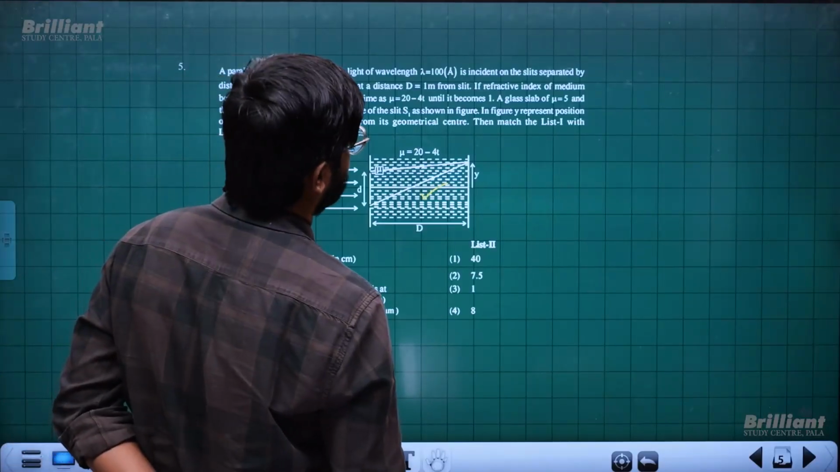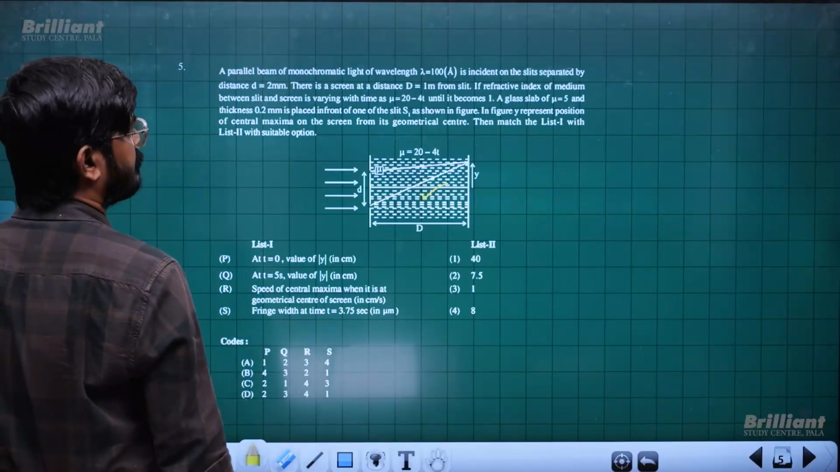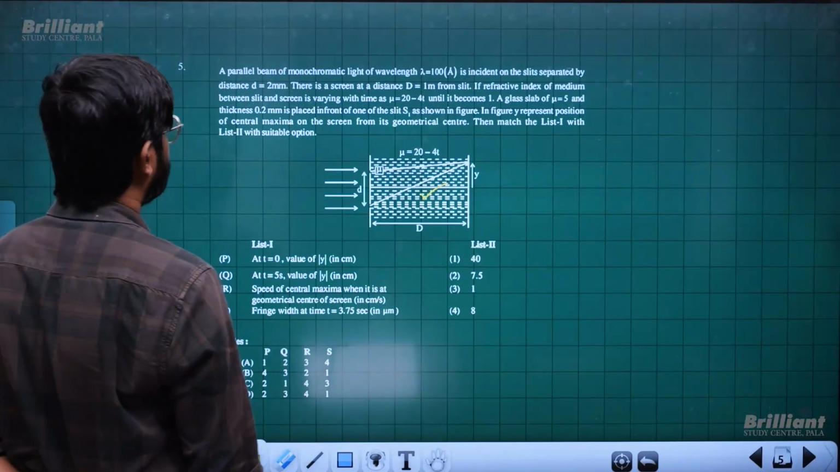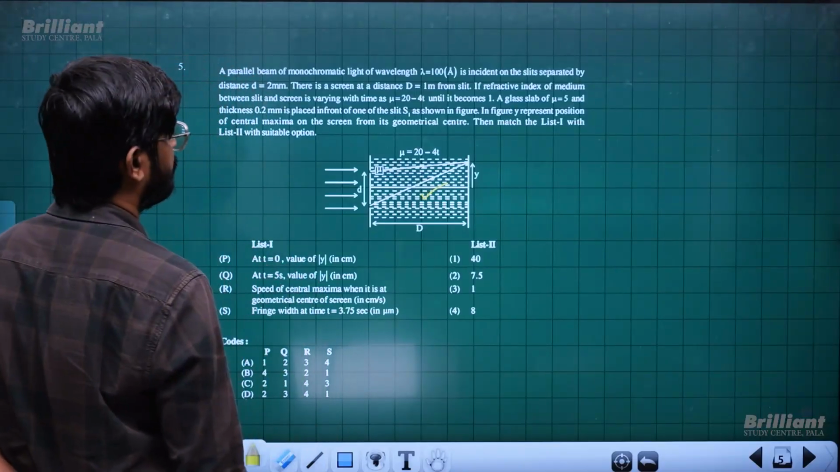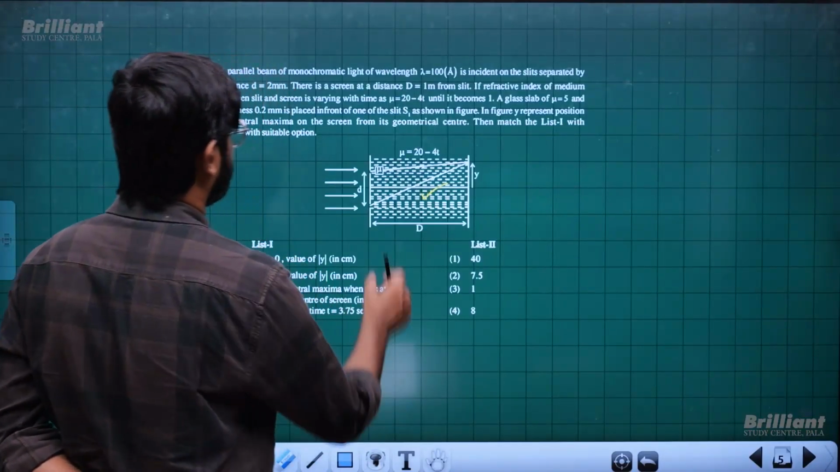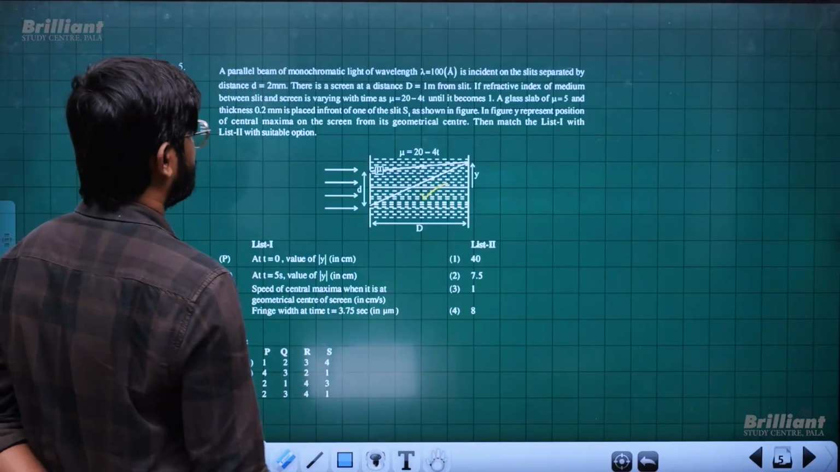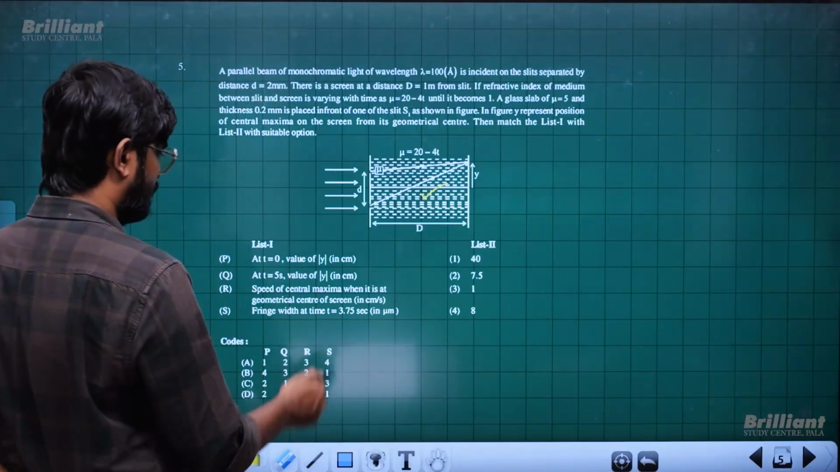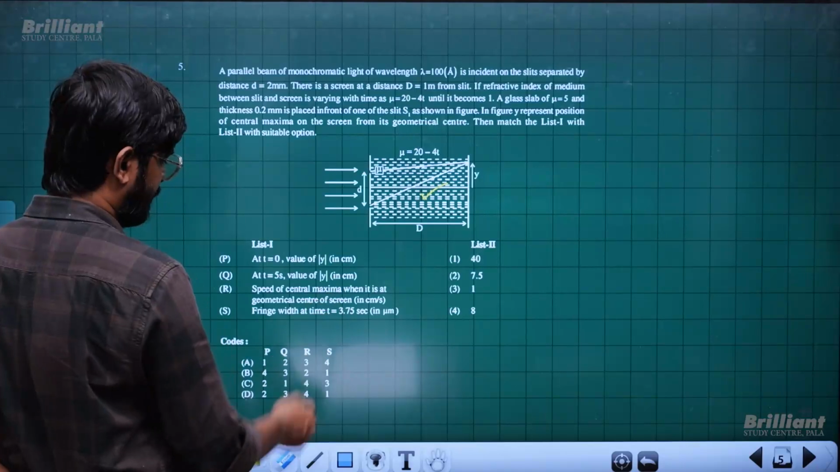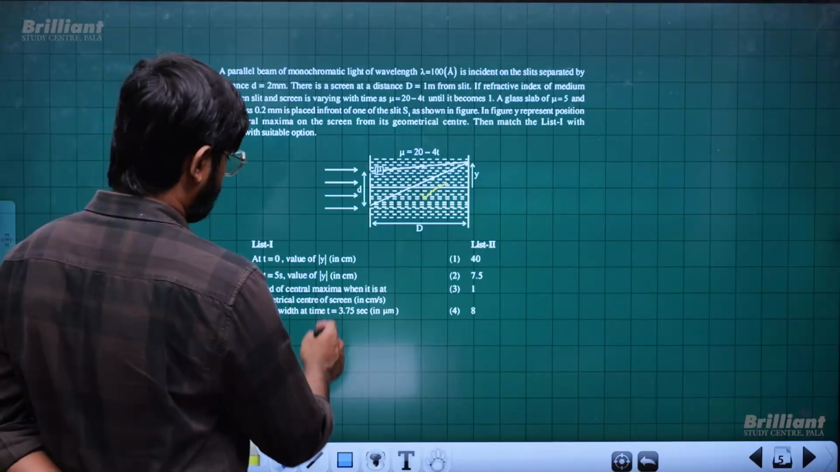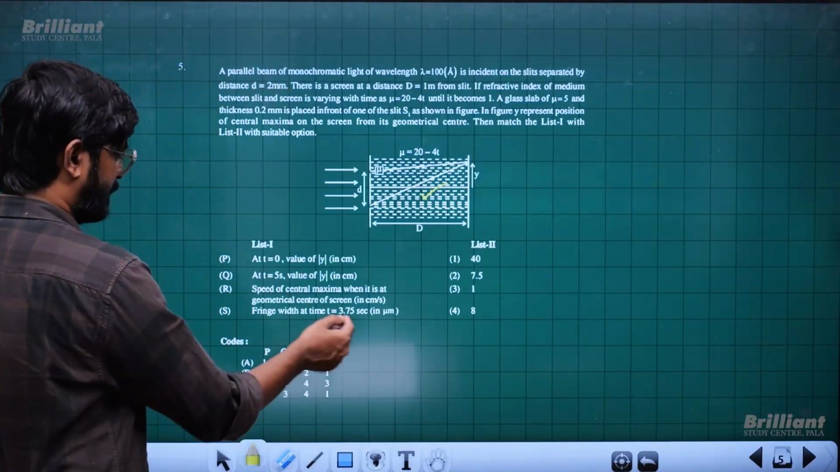A glass slab of mu equals 5 and thickness 0.2 mm is placed in front of one of the slits as shown in the figure. In the figure, y represents the position of the central maxima. Then you need to calculate what that y value is, and the speed of it, and the fringe width at that particular time.